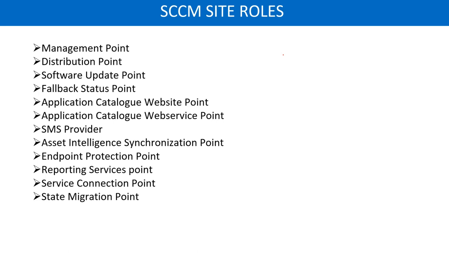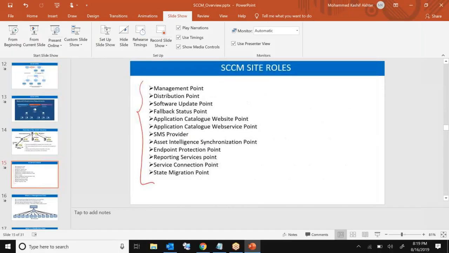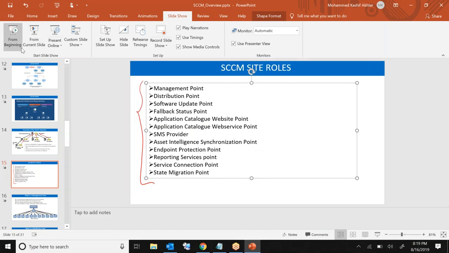Now, these are the site roles in SCCM: management point, distribution point, software update point, fallback status point, application catalog website, web service, SMS provider. We will talk about these things later on. But for now, you understand there are multiple roles available in SCCM. There are three sites in SCCM, right? As we discussed, central, primary, and secondary, and these are the site roles in SCCM. Got it? Yes.